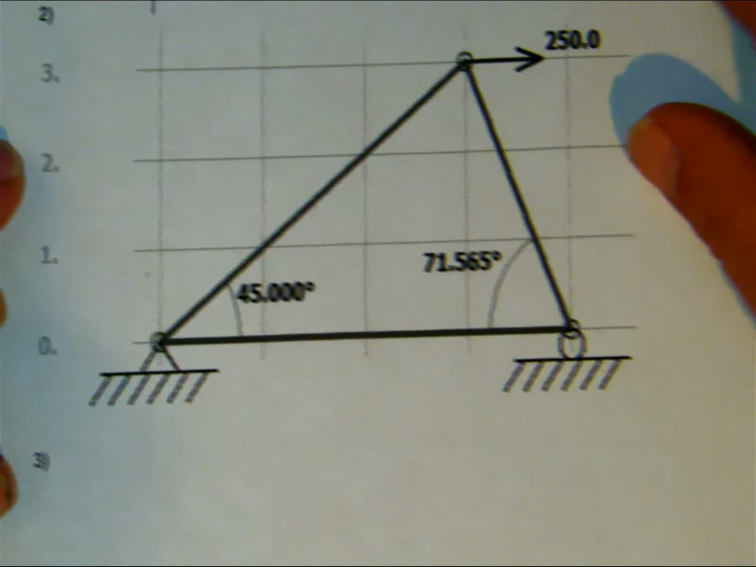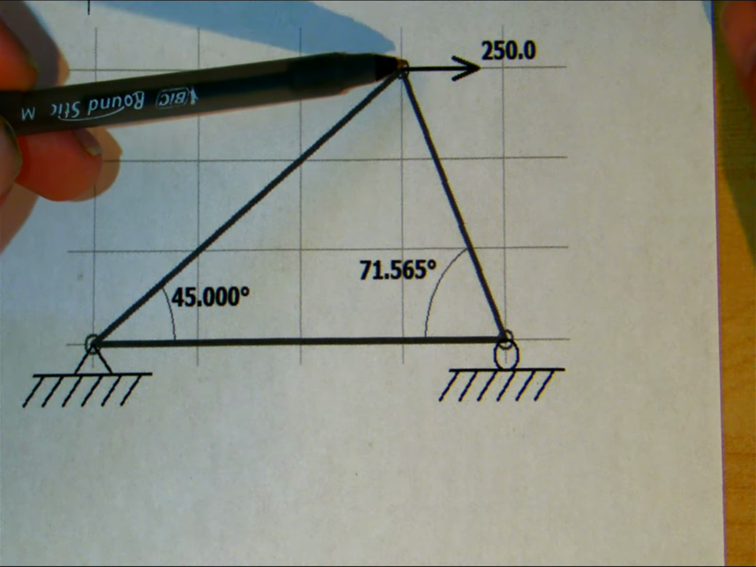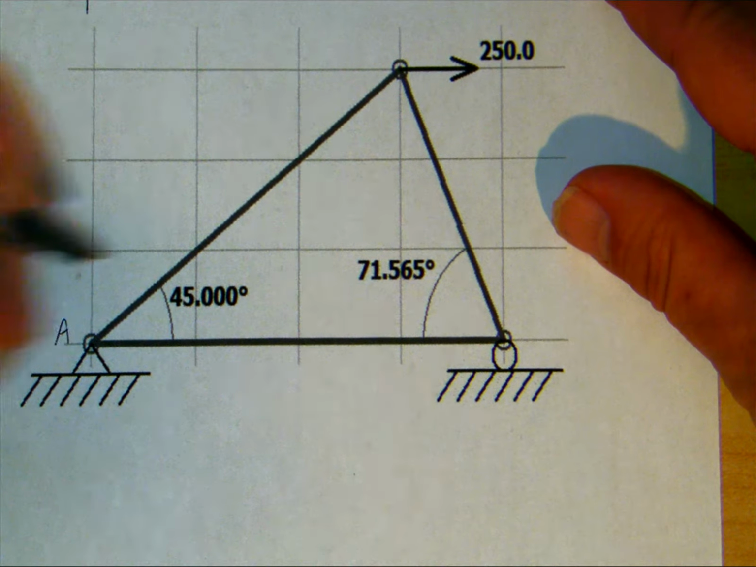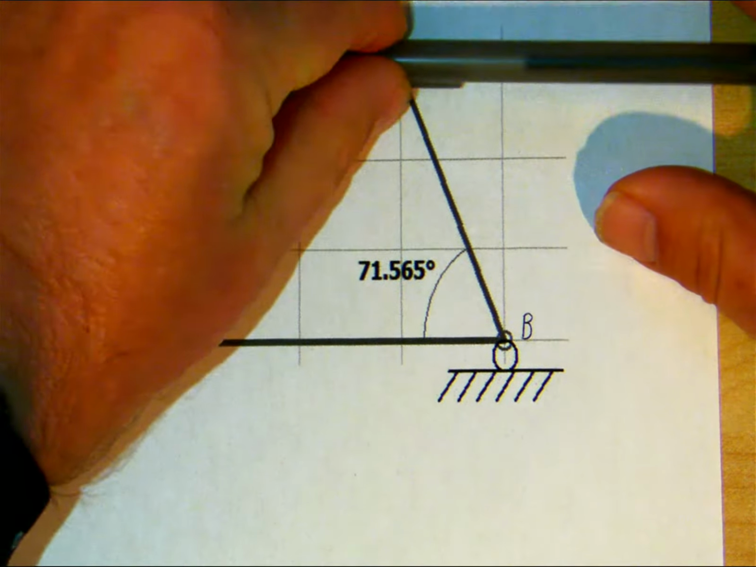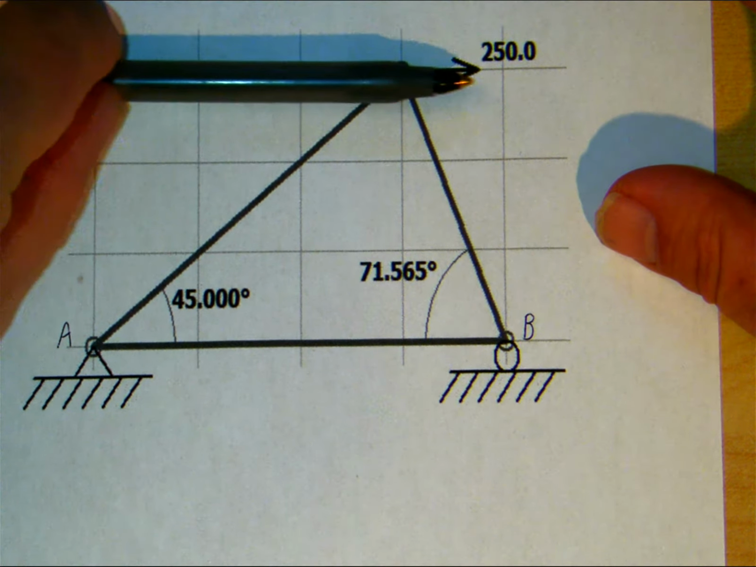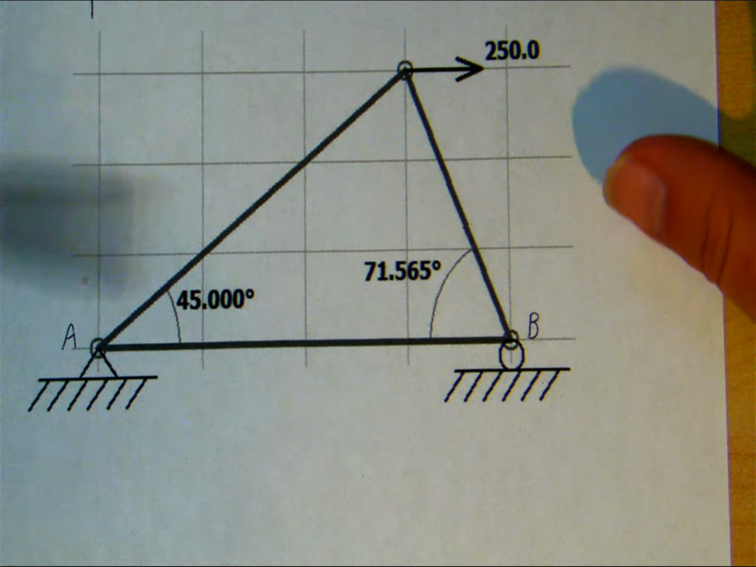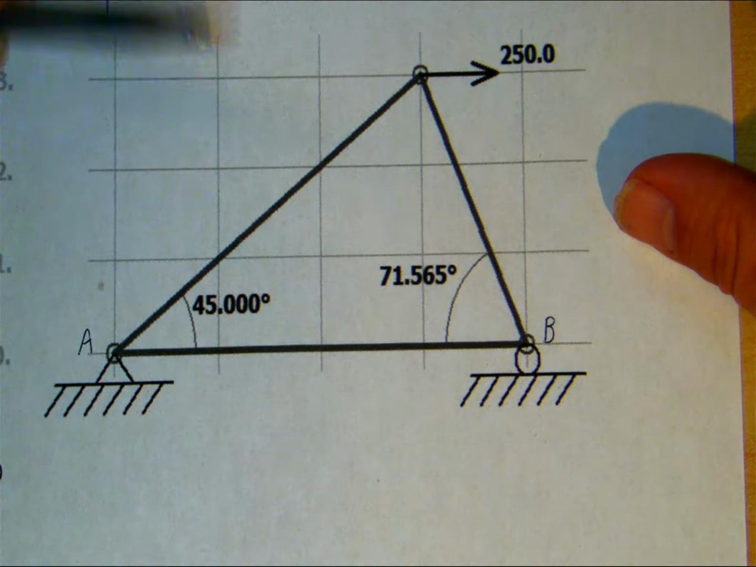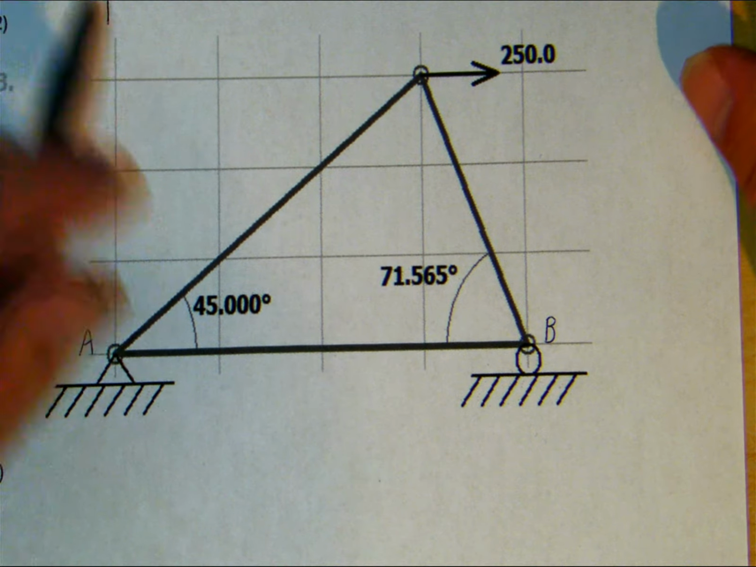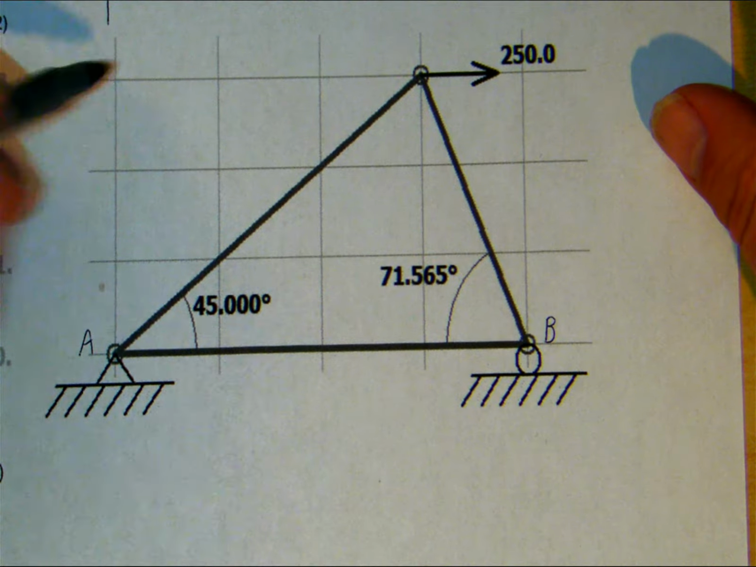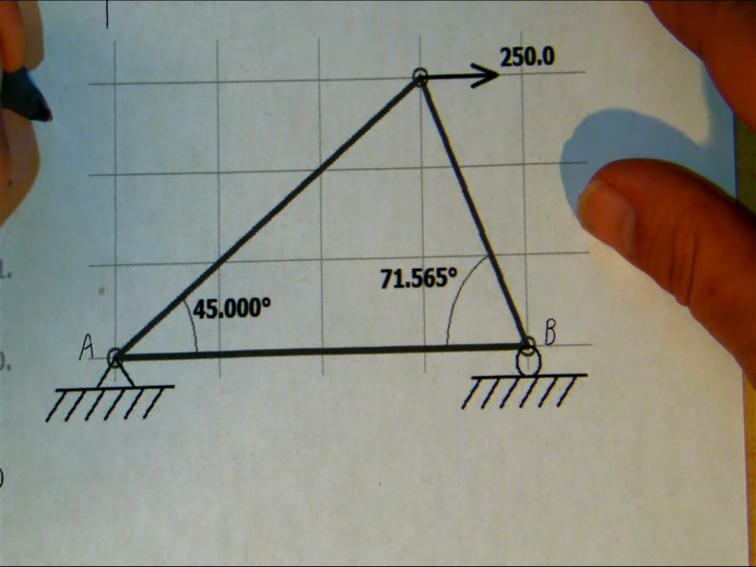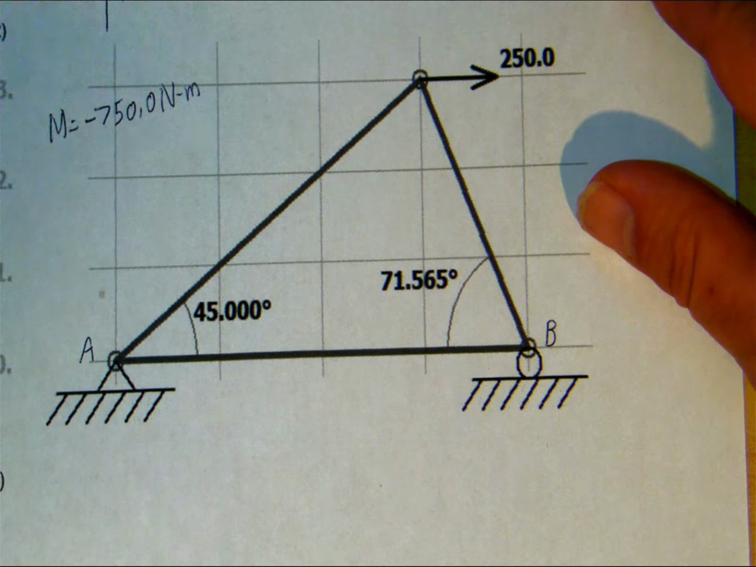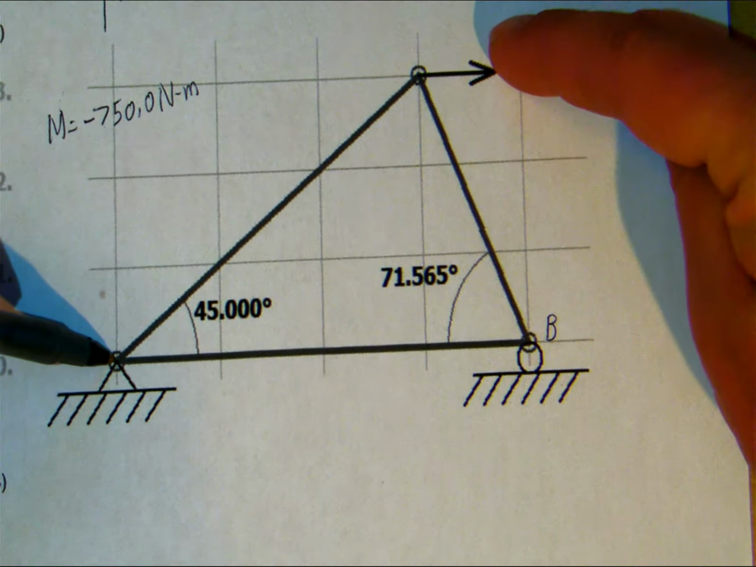Number 2. I have a 250 Newton load applied at 1, 2, 3 meters above point A. So after I slide this force along its line of action backwards until it's directly above point A, making the value of R perpendicular to the direction of F, I should say the direction of R, I see I have 1, 2, 3 times 250, a clockwise moment of negative 750 Newton meters about A, caused by this load.